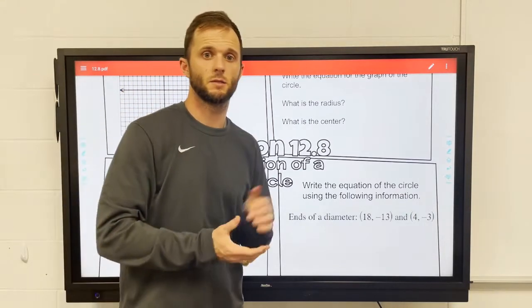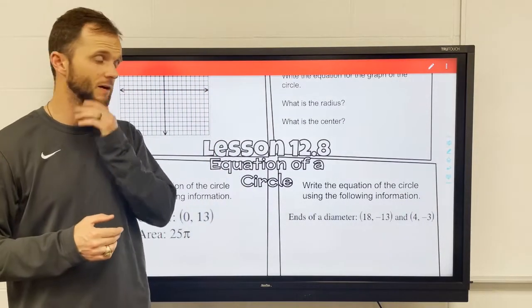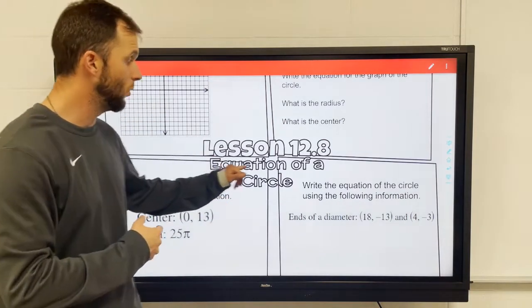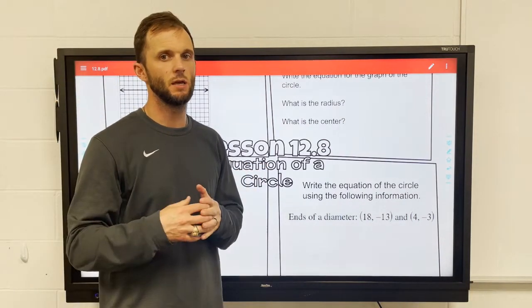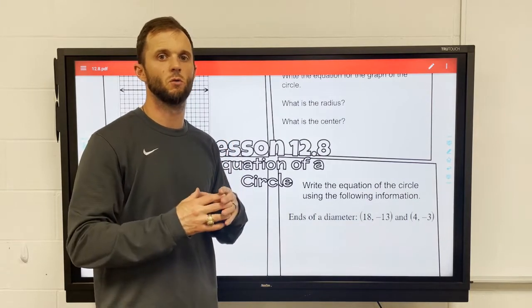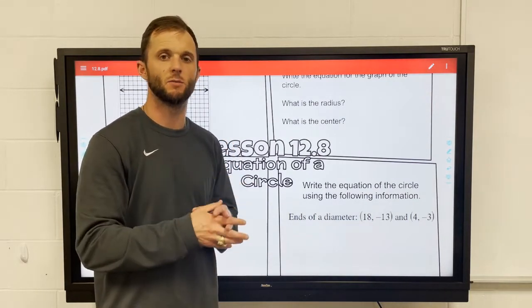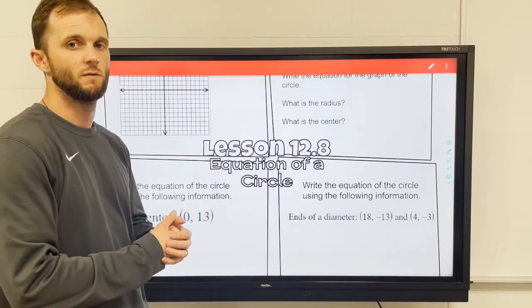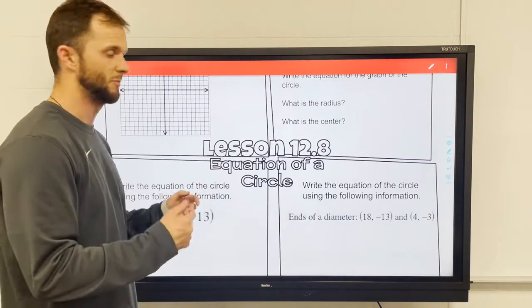What's up, guys? So we have reached the last lesson of Unit 12 on circles. We are now going to be looking at the equation of a circle. Basically, if I was to graph a circle, what are some problems and what are some things I would do to end up solving for the equation of a circle? Okay, so let's jump into that.